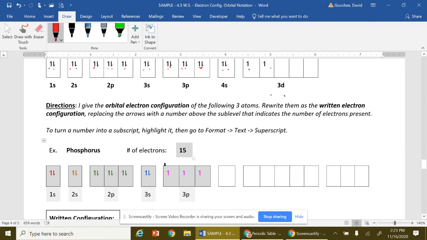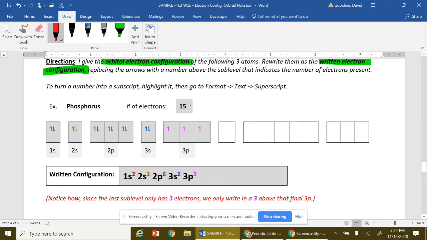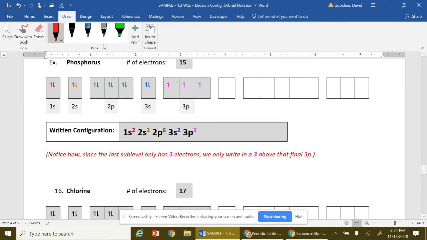Okay? Lastly, the last set of problems. I give you an orbital electron configuration. Rewrite them as the written electron configuration. So if I don't get to these notes on the first day, guys, I think it's entirely possible that you can do this on your own. And let this be the instruction that shows you how. Okay, I'm going to change some numbers here, to protect the innocent.